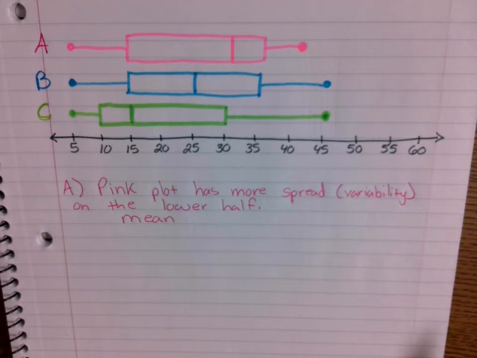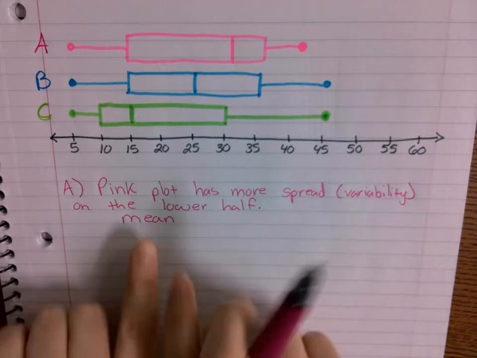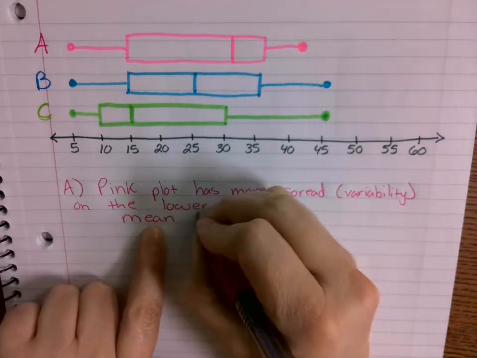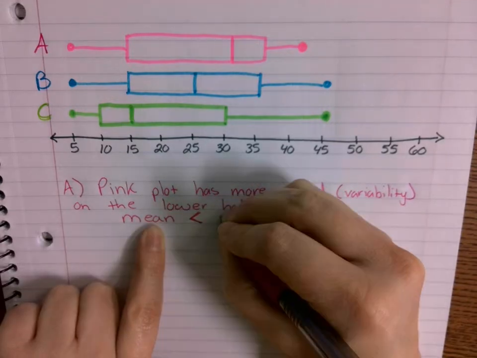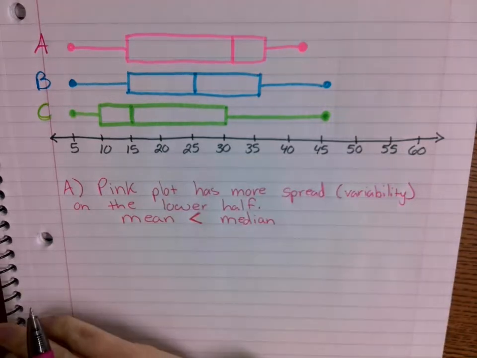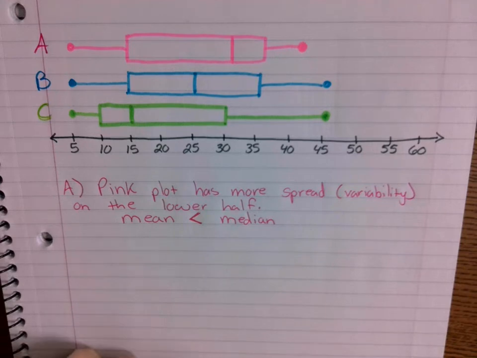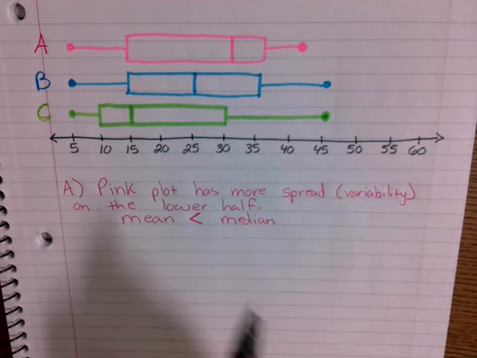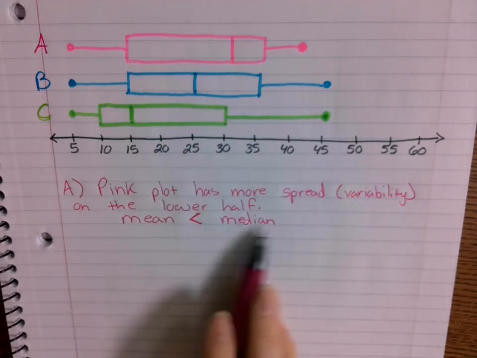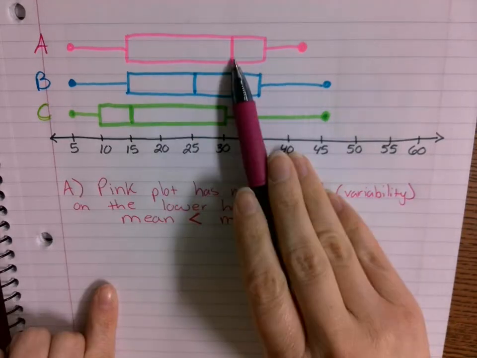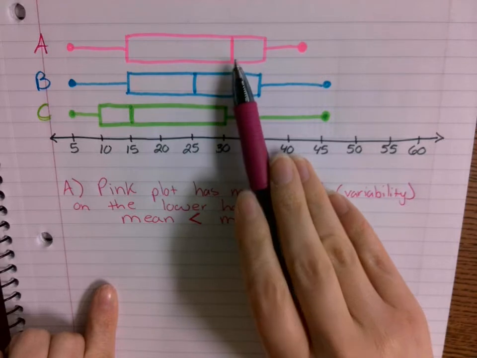So the only thing that I can gauge about the mean is that it's actually going to be smaller or less than the median. That's the only thing that I know about the mean of the pink data set. That the mean is going to be smaller than the value for my median. So what is the median? What is the median for plot A? What is plot A's median equal?